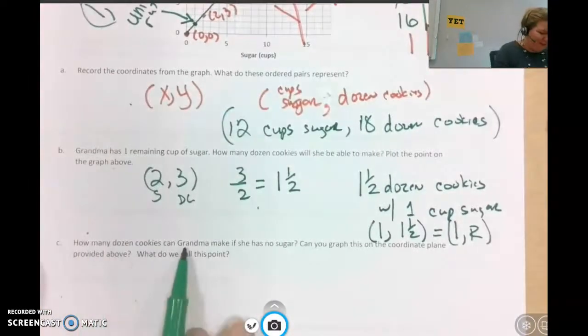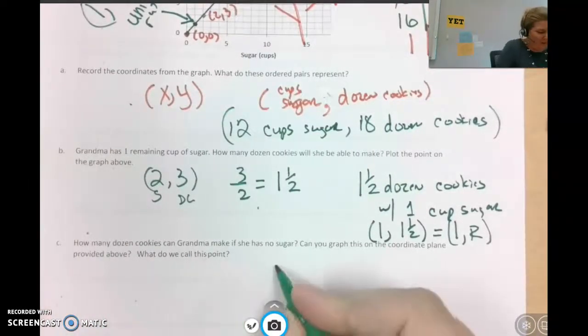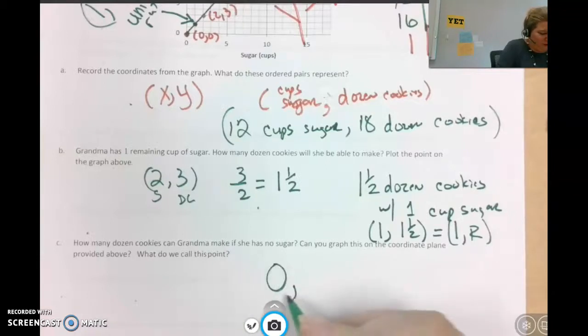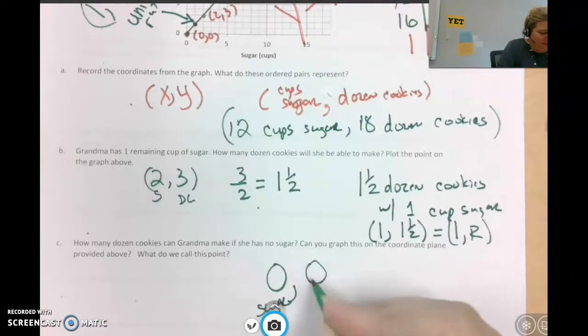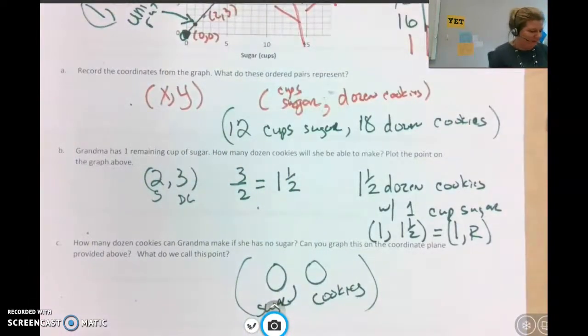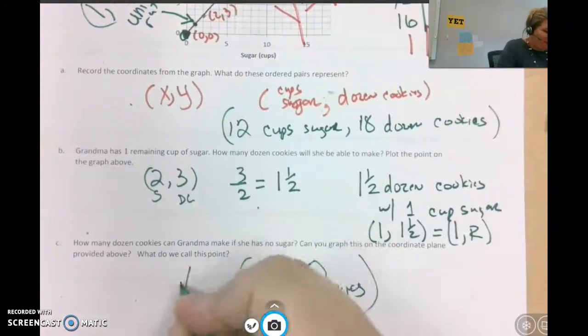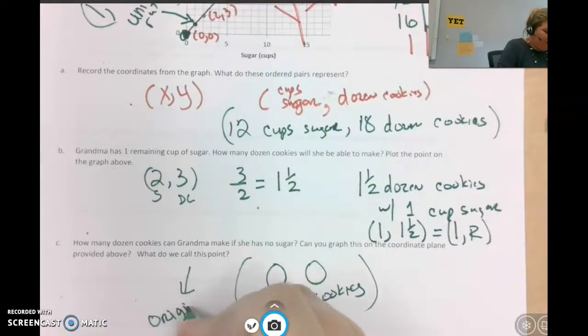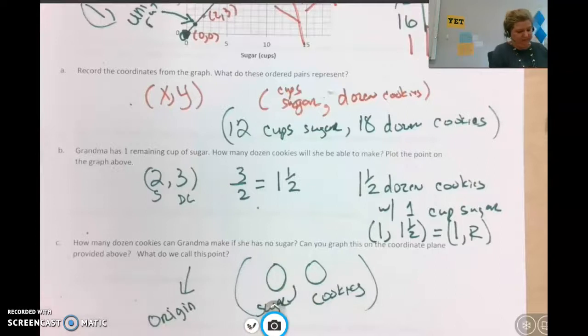Oh, we didn't even need that. How many dozen cookies can Grandma make if she has no sugar? No sugar is no cookies. So that's here, that's 0, 0. It was already graphed. And we call that point the origin, O-R-I-G-I-N. So, that's a fun example. It is making me a little hungry though.